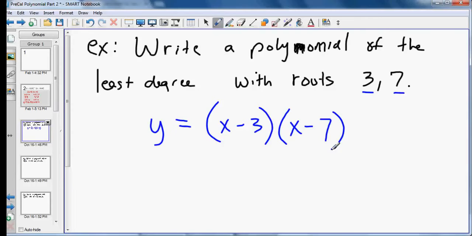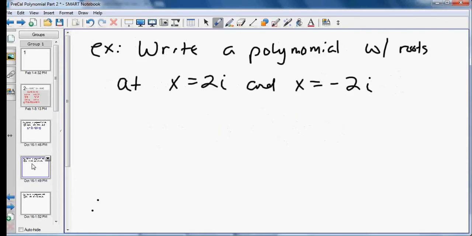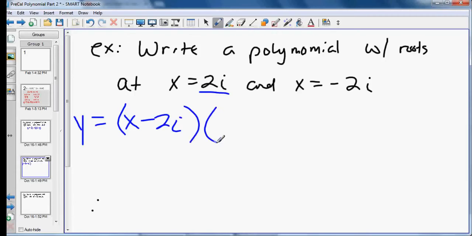Okay, same idea here. Write a polynomial with roots at x equals 2i and x equals negative 2i. Same idea. We are dealing with imaginary numbers right now. So we'll do y equals x minus a root, which will be 2i. It doesn't actually matter which one you do first or second. And then x minus negative 2i. So minus a negative gives me plus 2i.